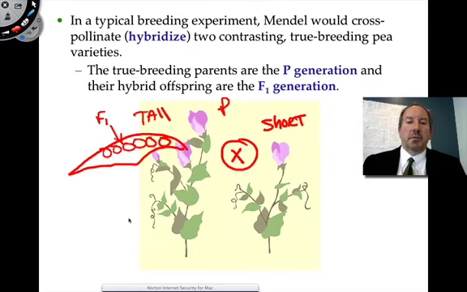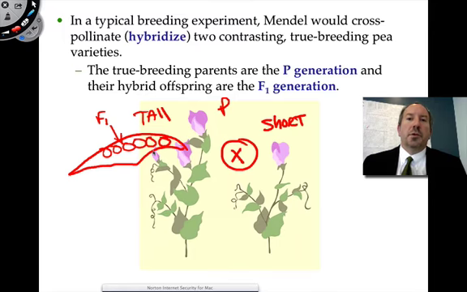Well, I don't know. It remains to be seen. It's mysterious. They could be all tall. They could be all short. They could be medium. One never knows. But the point of this is the children, he called them hybrids, because you're hybridizing. In other words, you're mixing a tall and a short. And these are the hybrid offspring.